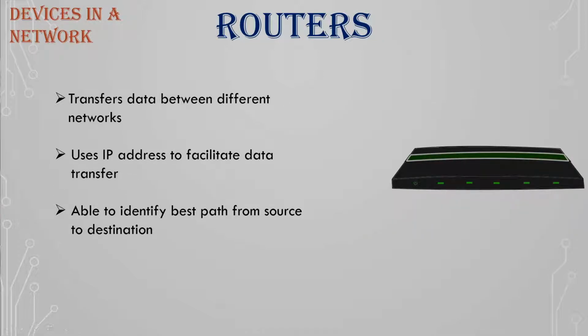Routers. A router is a networking device used to facilitate data transfer between two different networks. This device uses IP addresses to transfer the data to correct devices or networks. They are able to calculate the best route for transferring the data from source to destination when multiple paths are available between the source and destination.